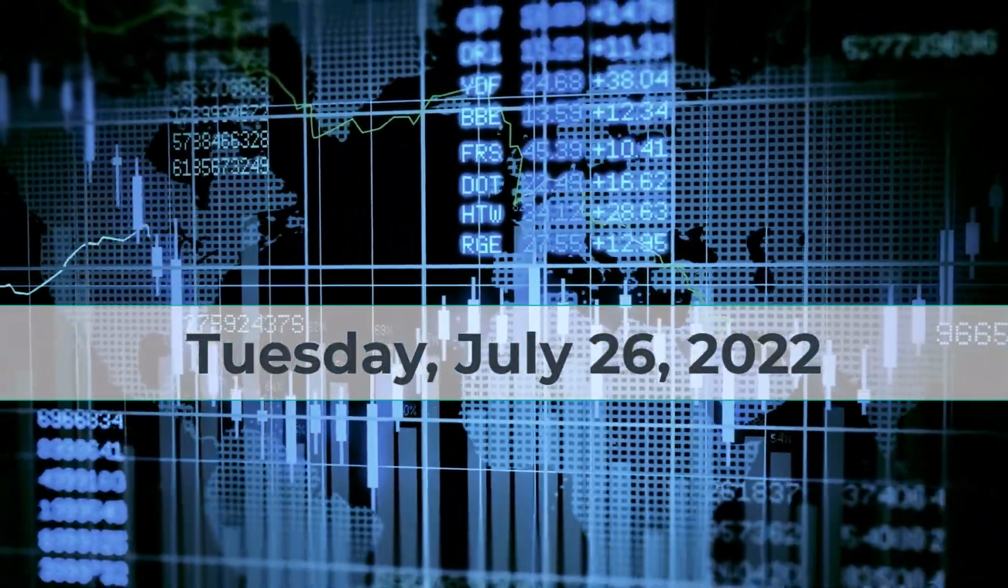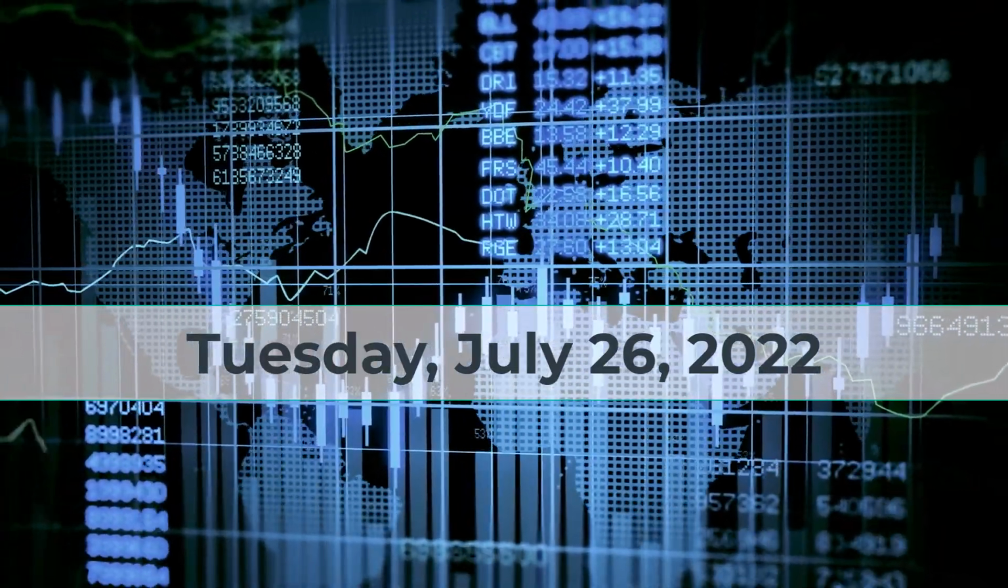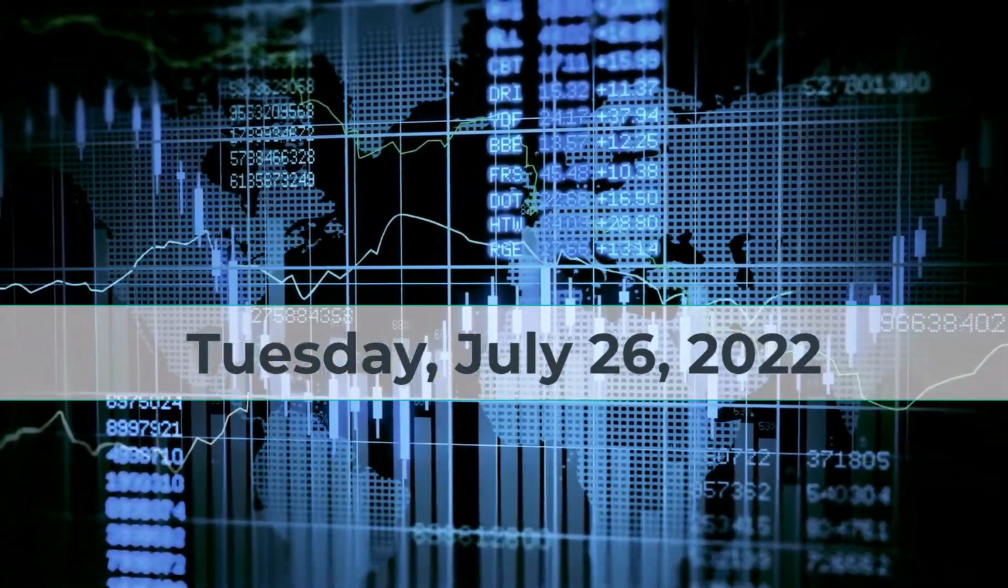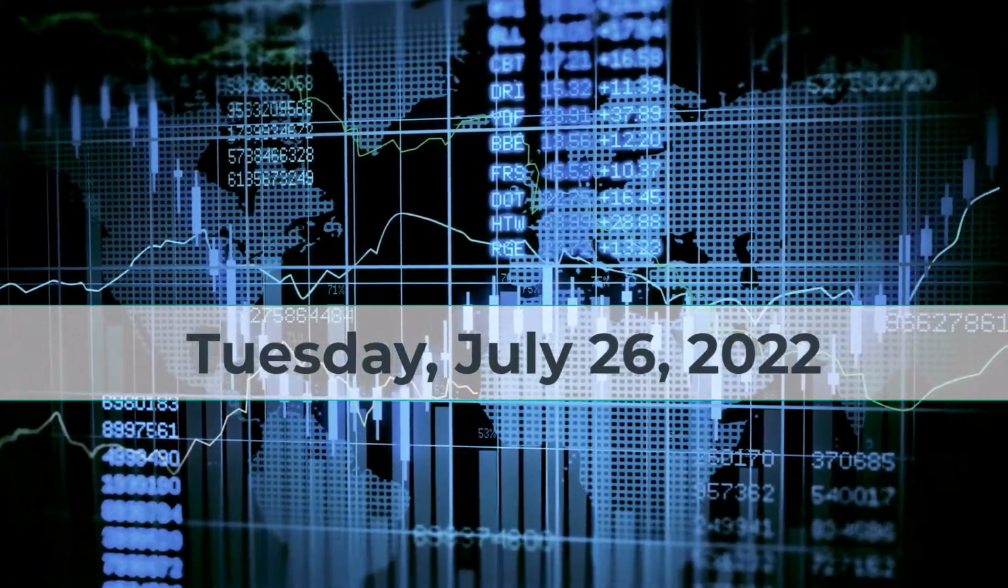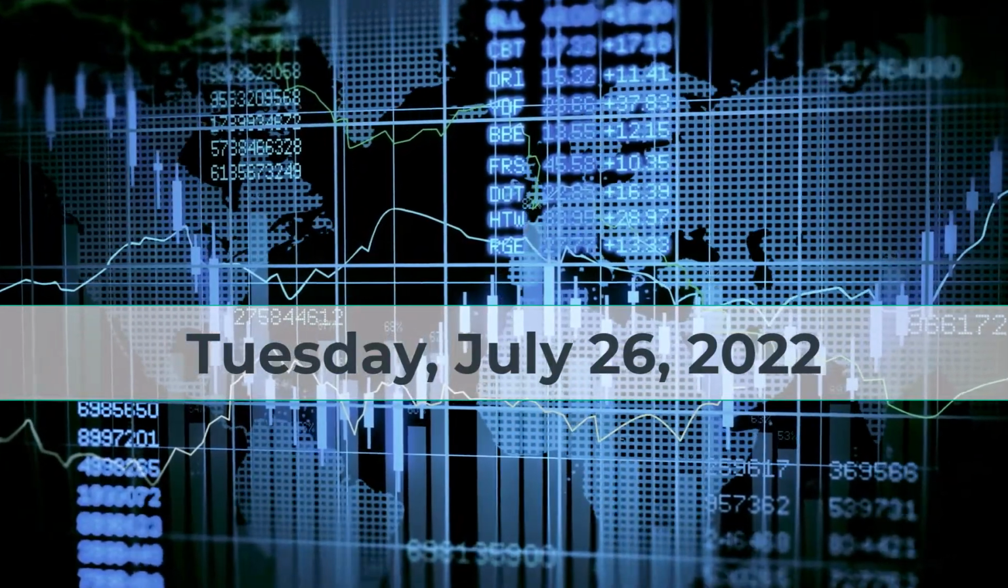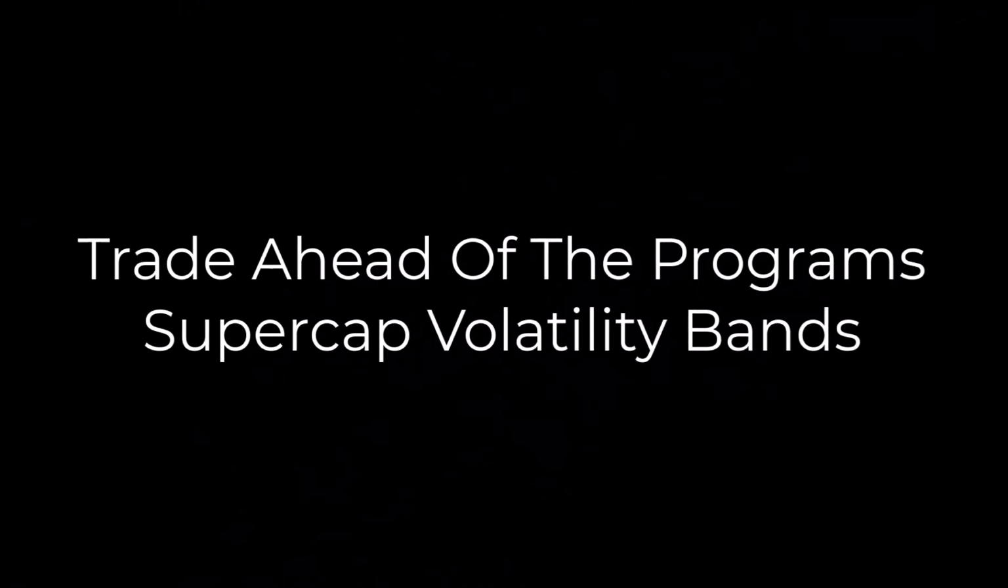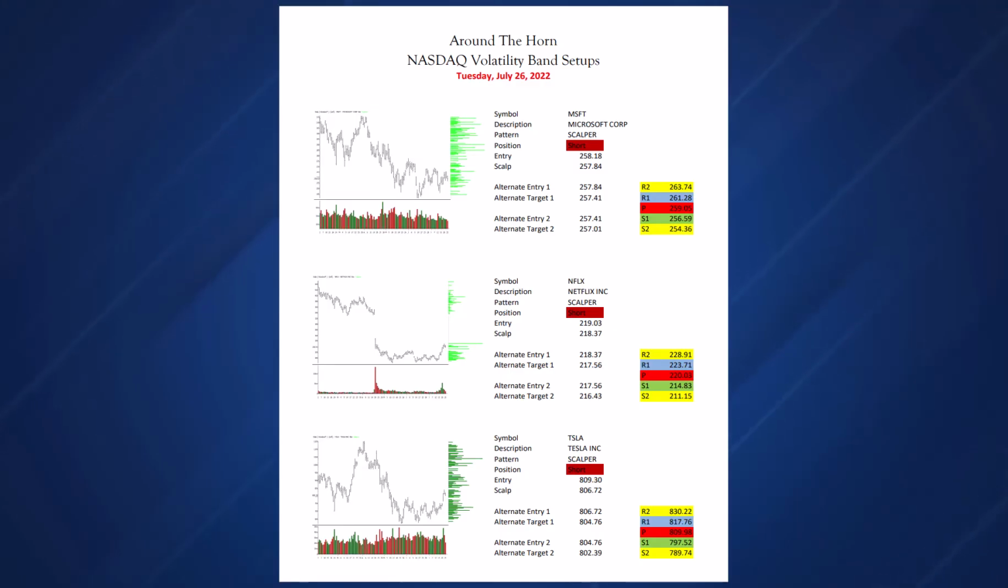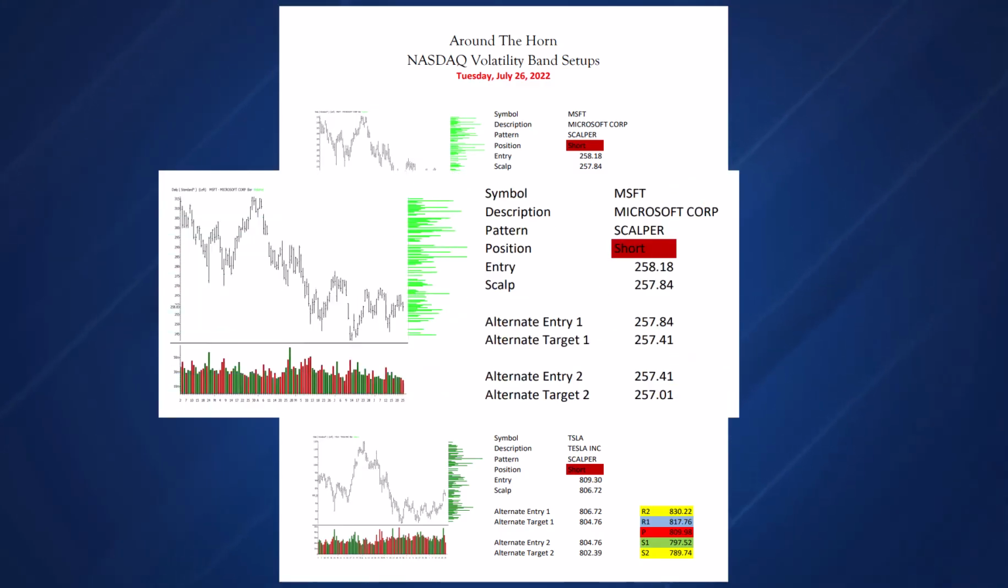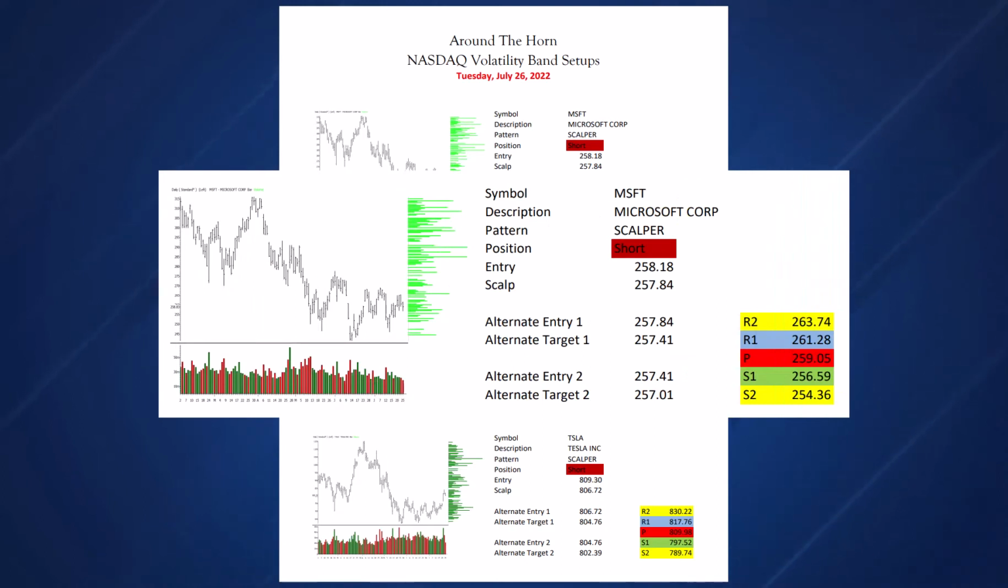Let's have another day of living in the present tense and take a look behind the curtain and figure out how to structure an order in one of those volatility band trades. We're looking at the trading plan for Microsoft. You can see that today's volatility bands were set pretty tight with a 258.18 entry, 257.84 first target, 257.41 second target, and 257.01 third target.